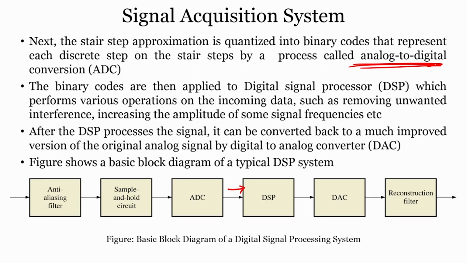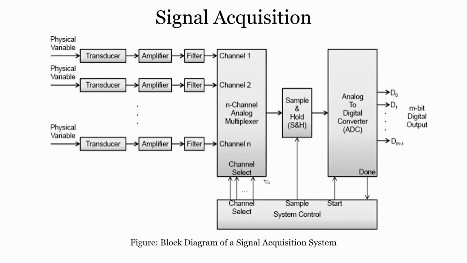Once it is processed in DSP, it can be converted back, because finally we require the information that was sent, right. So, after DSP processing the signal, it can be converted back to a much improved version of the original analog signal by DAC, and the figure shows the block diagram.